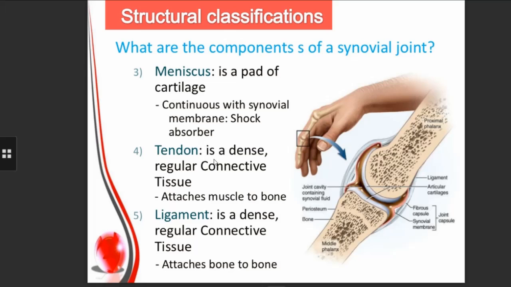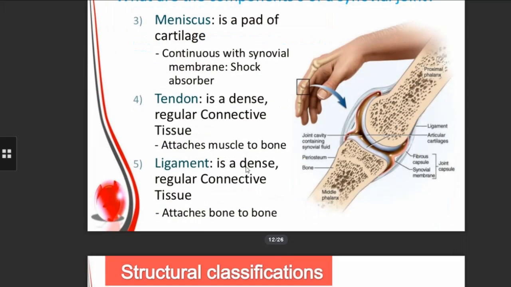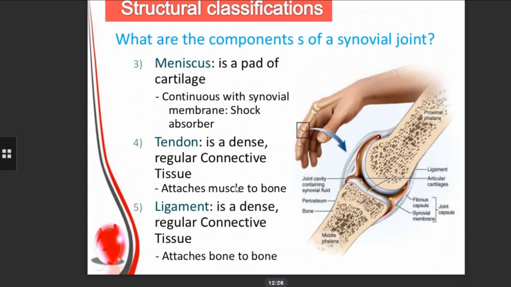Fourth one is the tendon. Tendon is a regular connective tissue, means which connects the muscle to a bone. As we already learned in our previous lectures, muscles have two parts. One is the belly, and second is the tendinous part. Tendon is that part which attaches that muscle belly to bone.